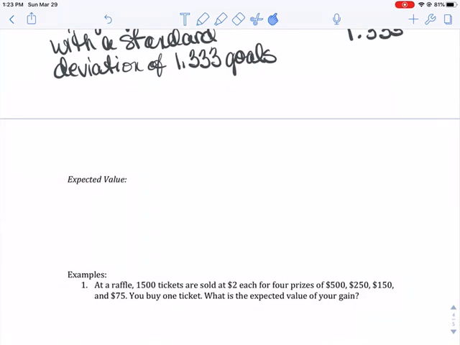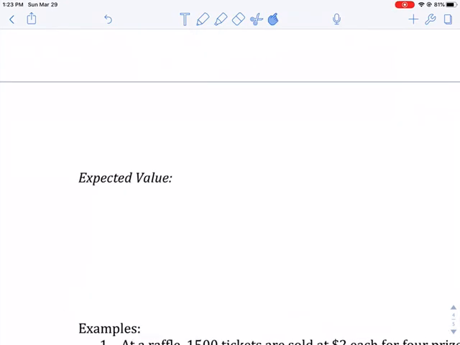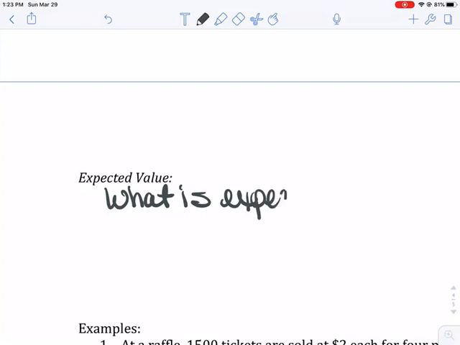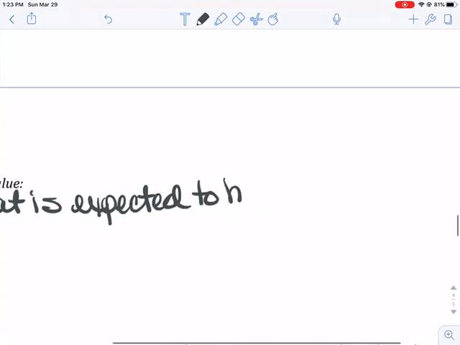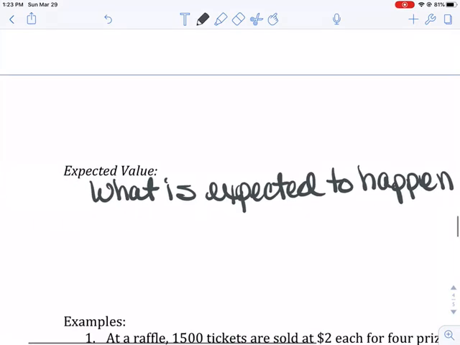Our last topic is going to be expected value. Now we've already done expected value. We just didn't call it that. The expected value is what we expect to happen. What is expected to happen. And another word for this is average.